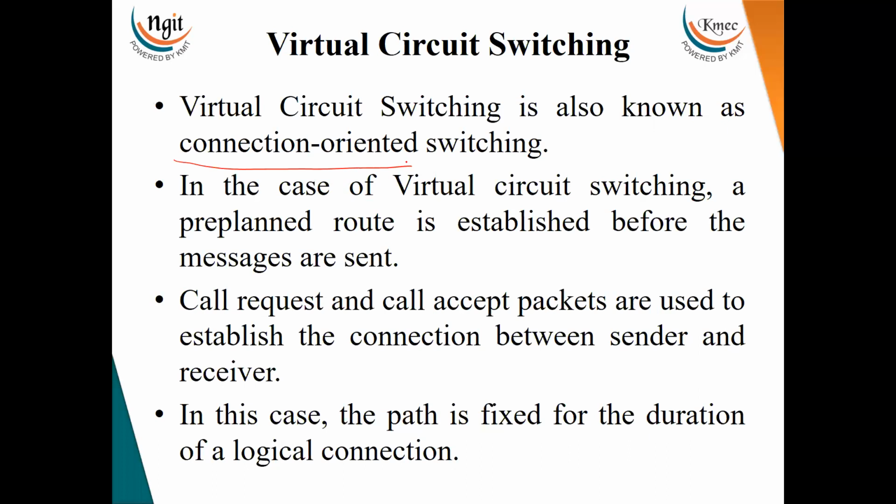Okay. And in virtual circuit switching, a pre-planned route is established before the messages are sent. That means here it is going to send a call request and then the data is going to be transmitted. See here, the call request and call accept packets are used to establish a connection between the sender and the receiver. Whenever we have a datagram, it is connectionless. But whenever we have virtual circuit switching, it is a connection oriented circuit switching. In this we have a sender and receiver, and the data is going to be transmitted. And before the transmission of data, the circuit is going to be formed.